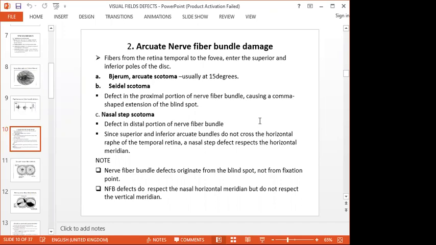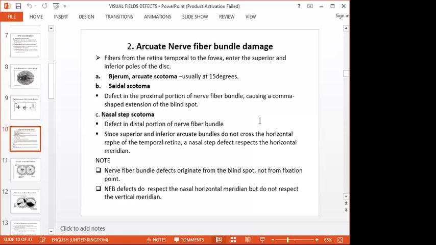So fibers from the retina temporal to the fovea. This is the fovea, temporal to the fovea. Nasal is in the center. Fibers from the retina temporal to the fovea enter the superior and inferior poles of the disc. If this is the disc, this is the macula. Fibers temporal don't go directly. They have to bypass upward and downward to enter these parts of the disc.